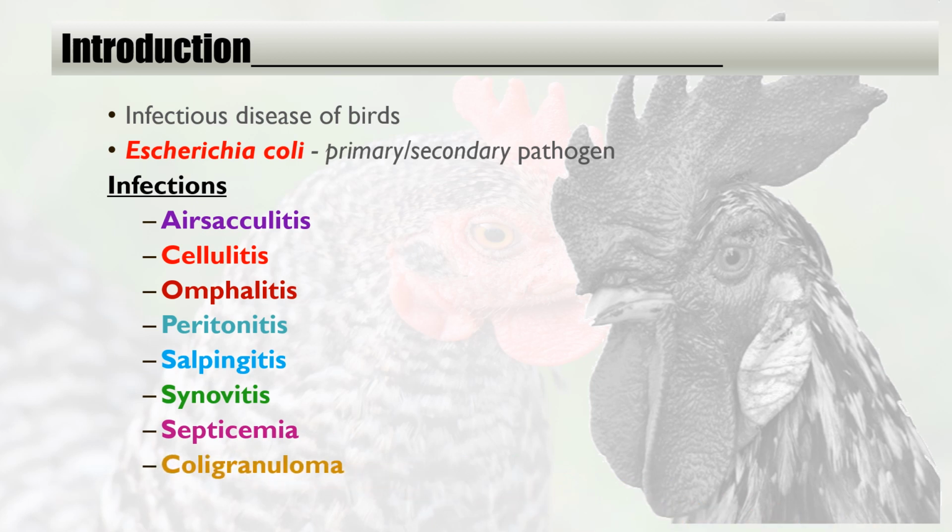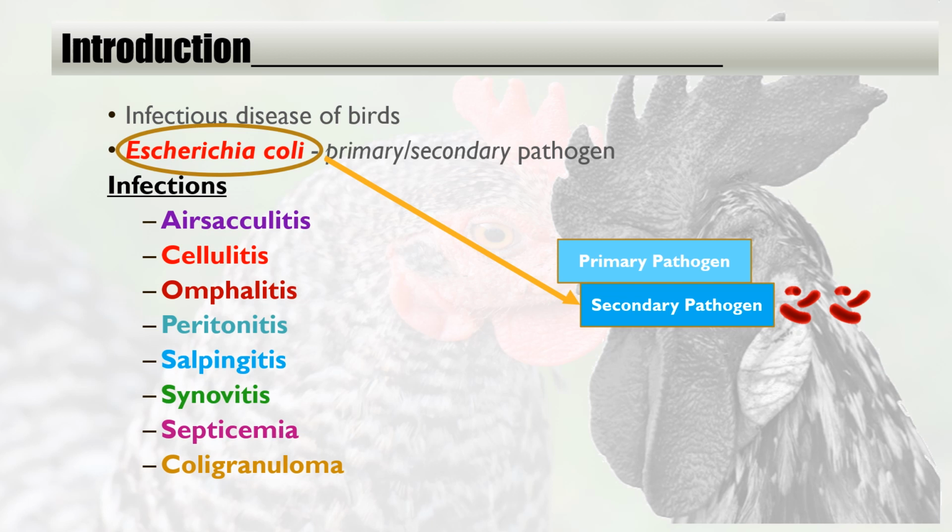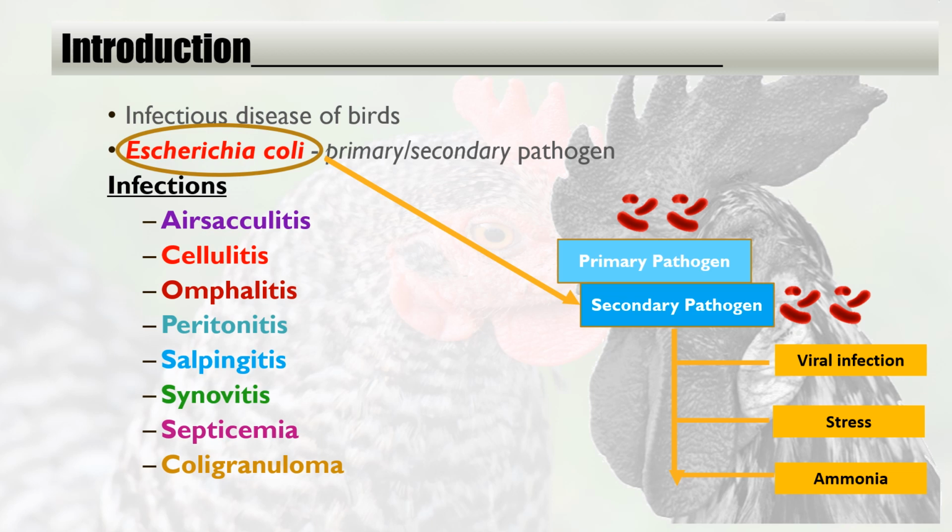The previous school of thought was that E. coli was a secondary pathogen to other predisposing factors such as viral infection, stress, ammonia, etc. Current thought is that avian pathogenic E. coli can also be a primary pathogen.